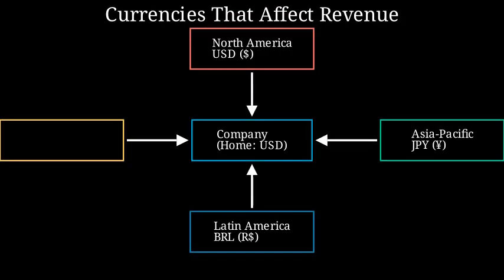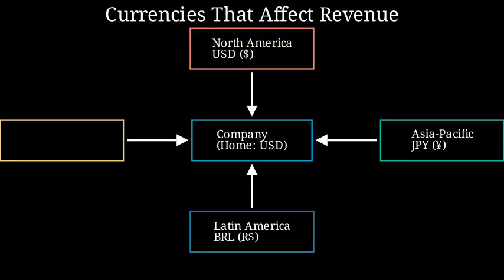Now, let's interpret the diagram. Each region pays the company in its own local currency. Those local currencies must be converted into the home currency, US dollars. That means the revenue the company receives is affected by exchange rates.